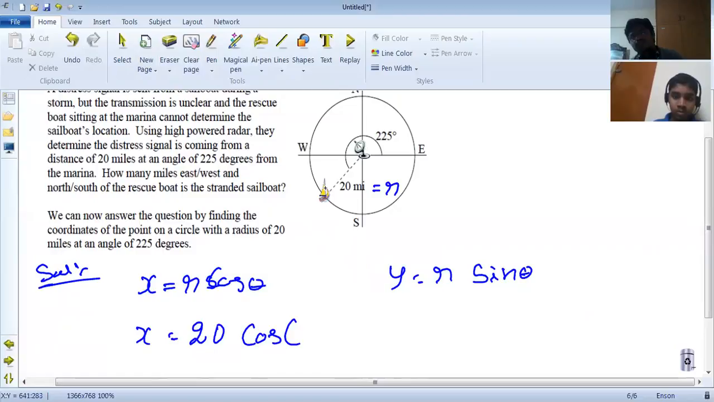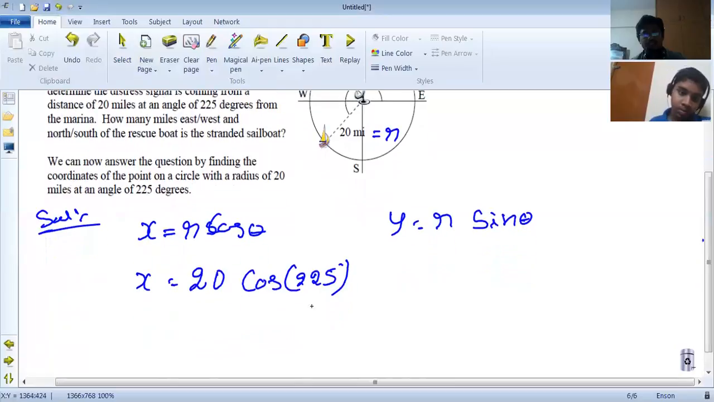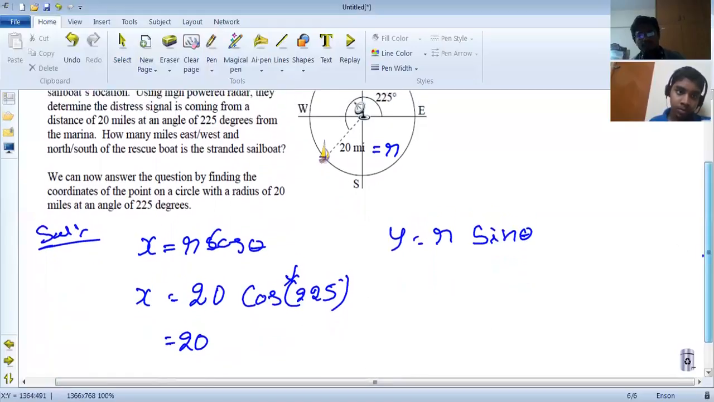Are you able to hear? Yes, sir. So what is the radius from this figure? 20 miles. And what is the angle? 225 degrees. Now 20 is the same. Now I want to know cos 225 without using a calculator. Now tell me how to find cos 225.